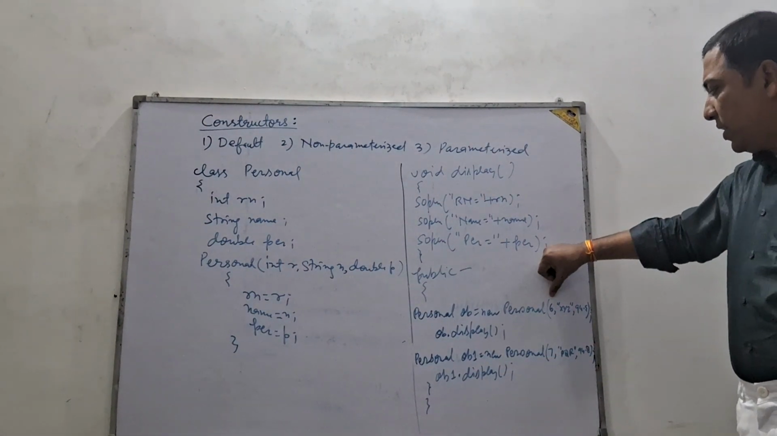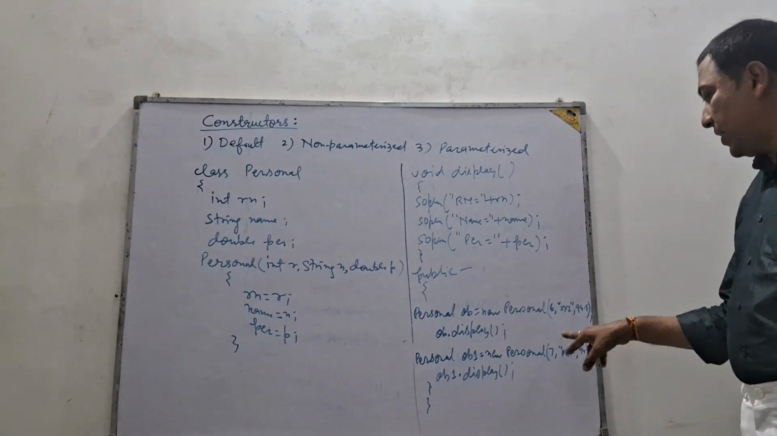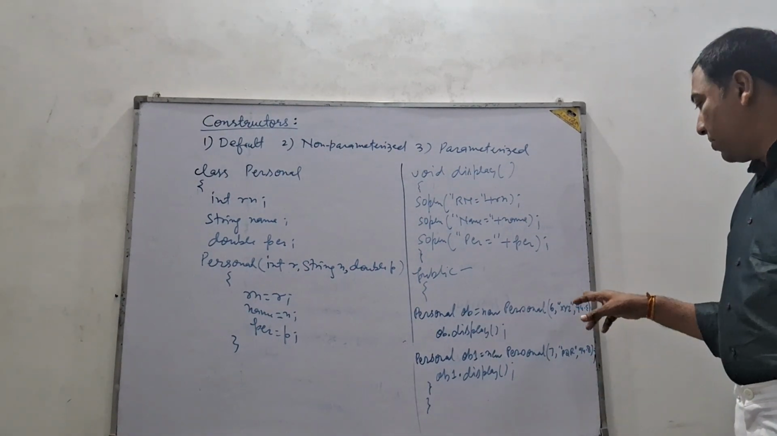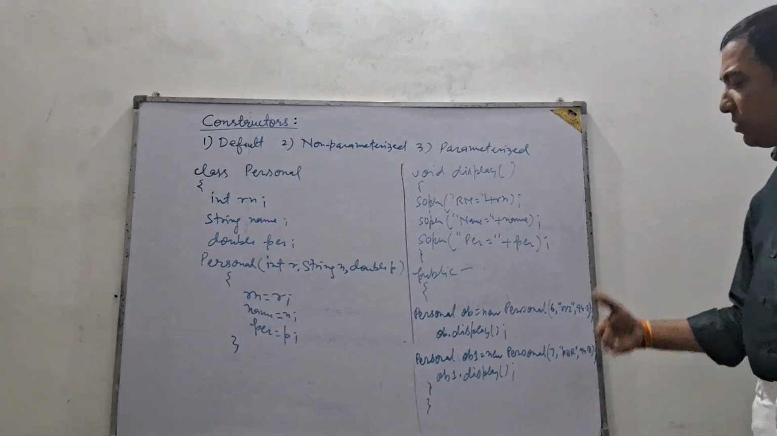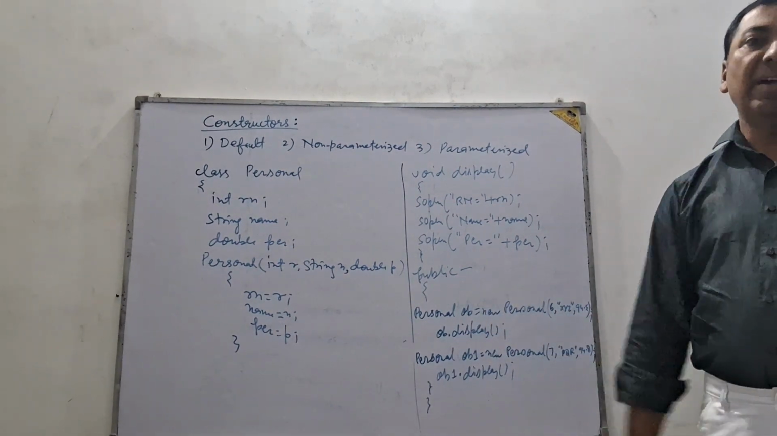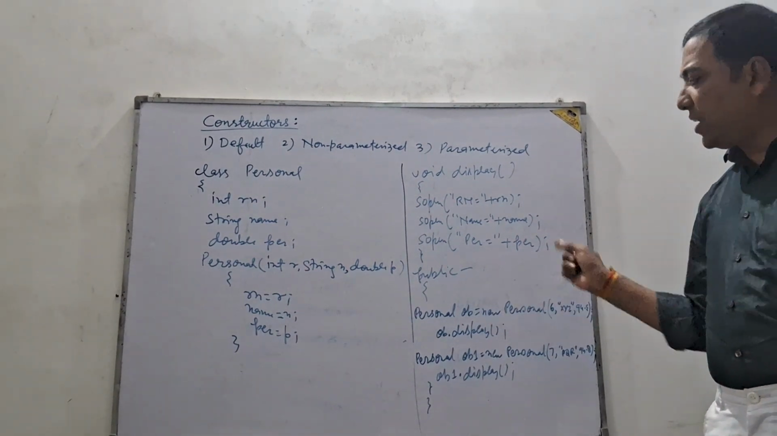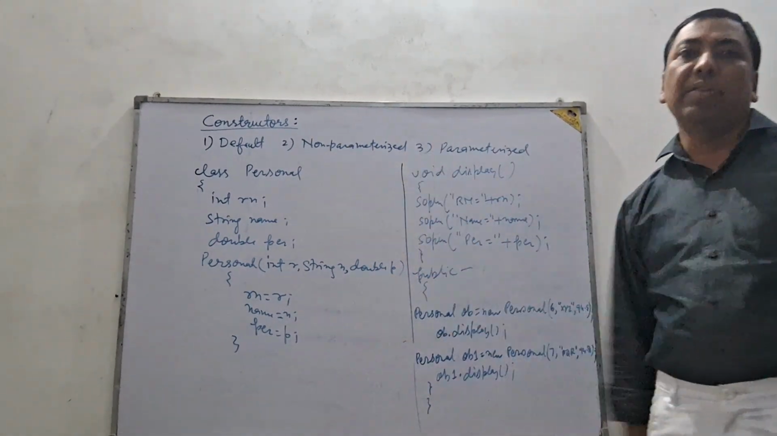In the first object, the roll number is 6, in the second object roll number is 7. First object name was XYZ, second object name is PQR. First object percentage is 94.5, second object 94.8. In this way, many more objects can be created, and for every object we can have different values. But in non-parameterized constructor, whenever object is created, all the instance members will be initialized by the same values.